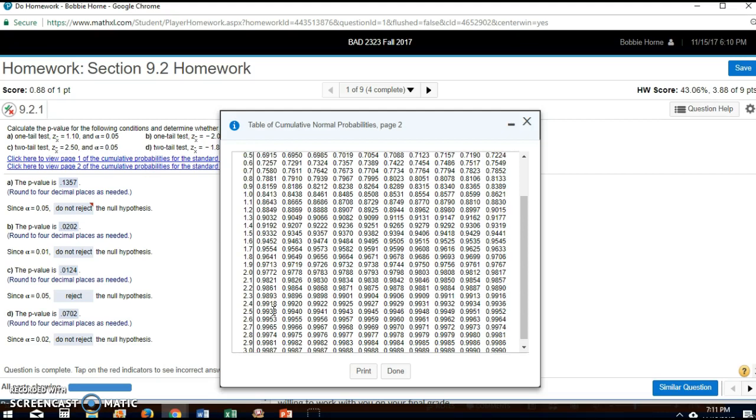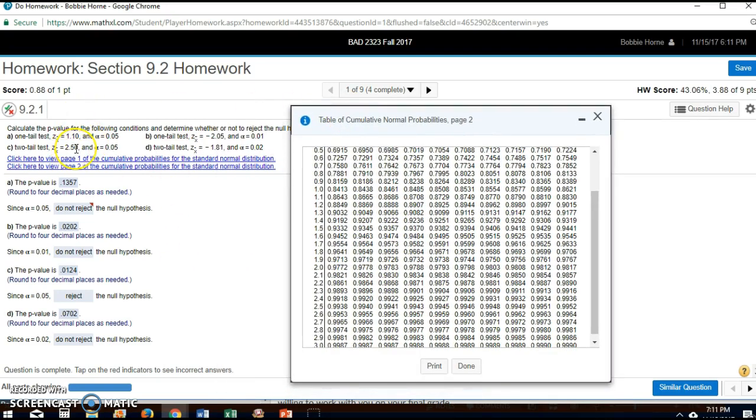And when I do 1 minus 0.9938, let me do that real quick. 1 minus 0.9938. I keep putting in 0.9939. 0.0062 is the area to the right of 2.5, but it's a two-tailed test. So I need to get the other side. The other side will be exactly the same, so I can double that, 0.0062 times 2, and I'll get 0.0124.